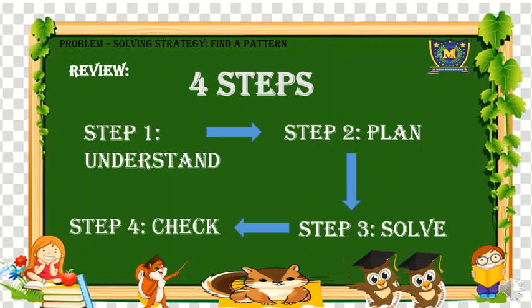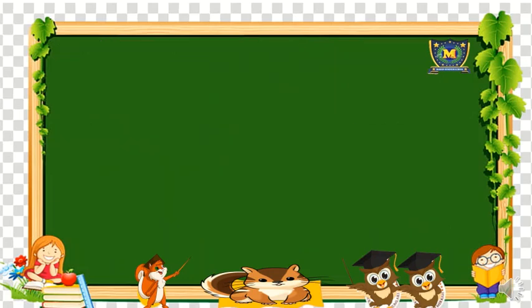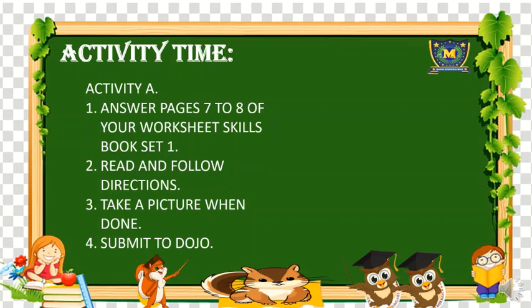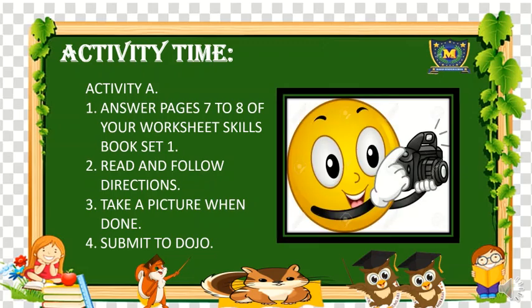It's simple, right? Okay. And now it's your turn. Activity time. And for your activity, you have to answer pages 7 to 8 of your worksheet, Skills Book Set 1. Read and follow the directions. Take a picture when done and submit to Dojo. I am so sure that all the statements or the problems there will be answered by following the 4 steps. Okay, so do your best.